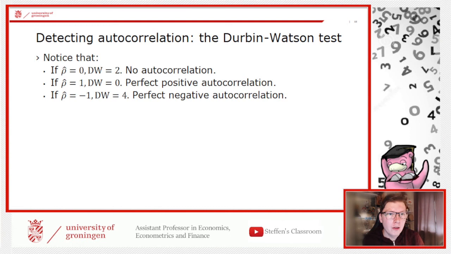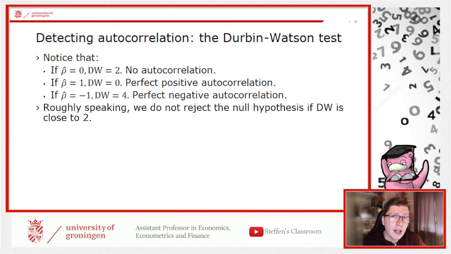If, for instance, we find no autocorrelation, that is the estimated rho is 0, then we get a Durbin-Watson statistic of 2. If rho is 1, that is perfect positive autocorrelation, we get a Durbin-Watson statistic of 0. And at the other end of the spectrum, if rho is minus 1, the statistic is equal to 4. That is perfect negative autocorrelation. Roughly speaking, if we find a value that is close to 2, we say that we don't find anything. So this provides a very quick way to observe first order autocorrelation. It's a very simple test because you can just produce this value. You actually don't have to look up the tables unless you want to be precise.